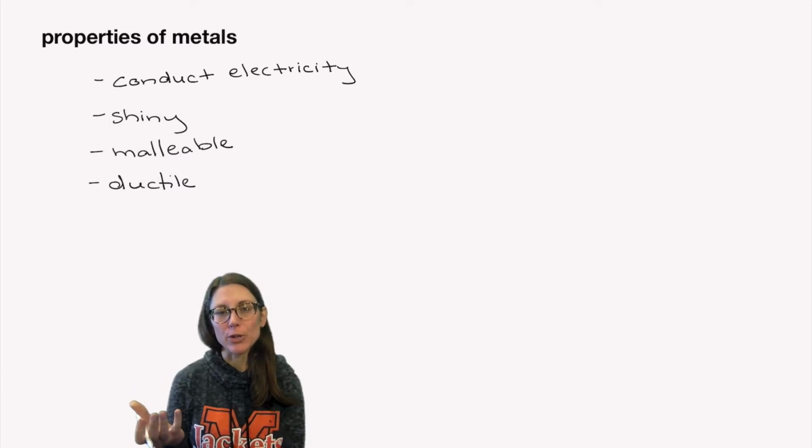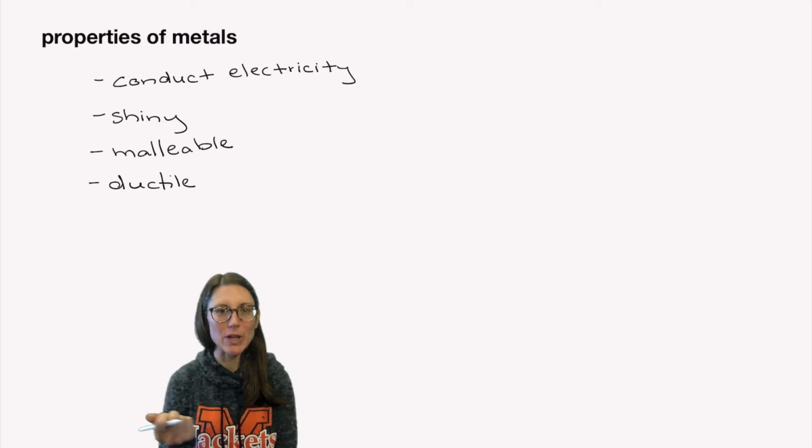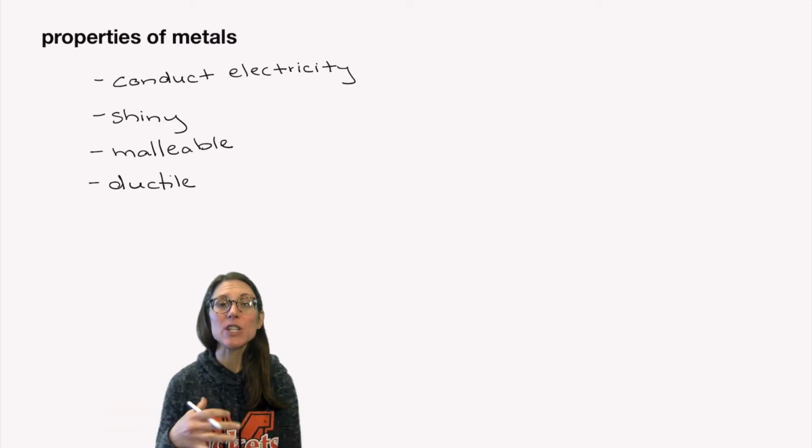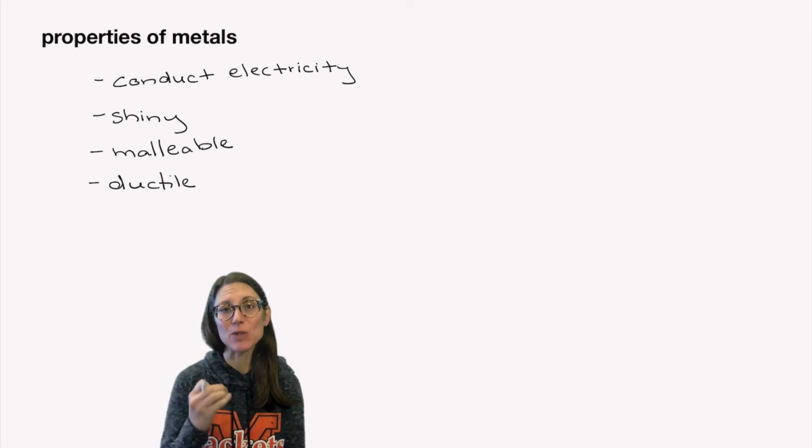We're really familiar with metals because we have just pure metals all around us, from our metal spoon to the wiring in our house. So these properties are familiar. It turns out the reason that metals have these properties is because of the way their atoms are held together. So let's talk about that next.